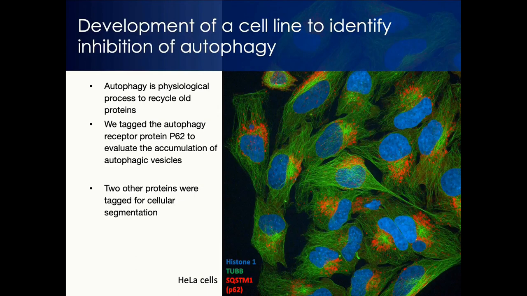So in order to develop this model, we labeled a protein called P62, which is an autophagy receptor protein, with a red fluorescent protein. And in the same cell line, we labeled two other proteins to do cellular segmentation. One protein was histone 1 that was labeled with a blue fluorescent protein and allows us to discover where the nuclei are. And another protein was tubulin to discover where the cytoplasm boundaries are in these cells. And we used HeLa cells for building this model.